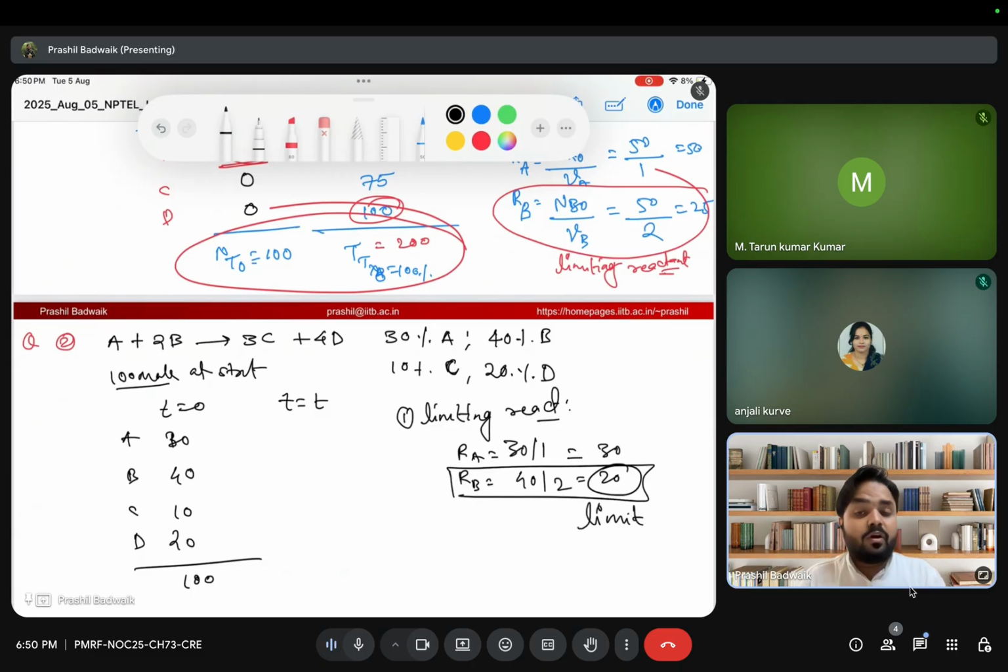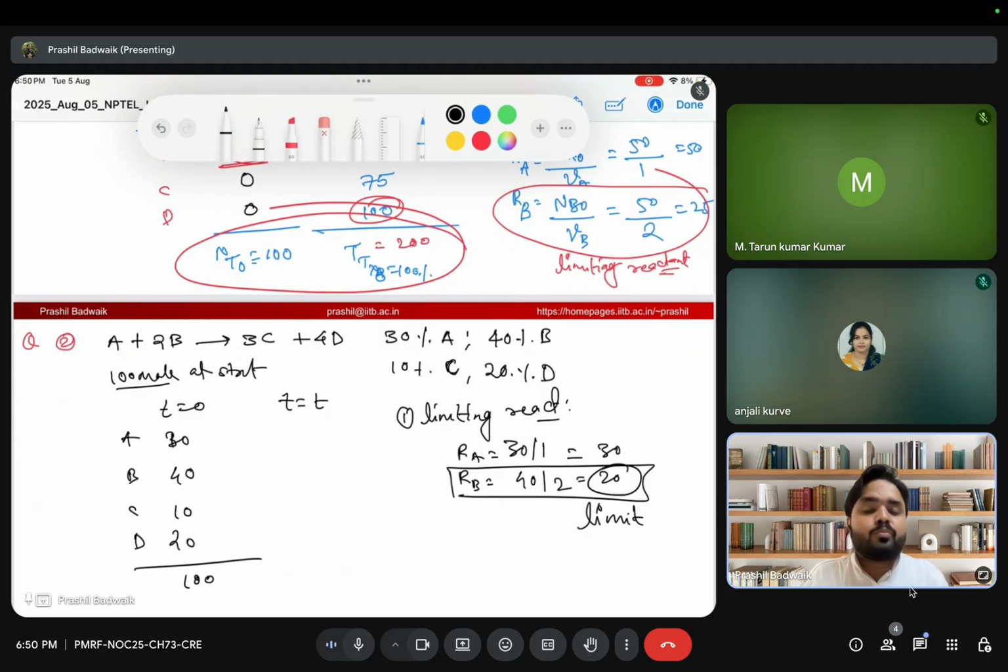B is the limiting. What does that B tell? B tells you, whatever the thermodynamic condition, 100% of B will react. There will be some leftover of other chemicals because B is something that is limited.